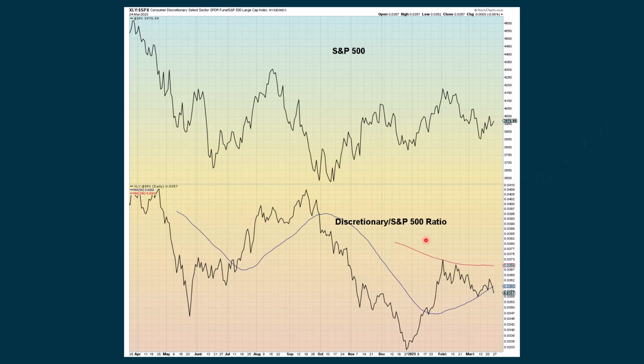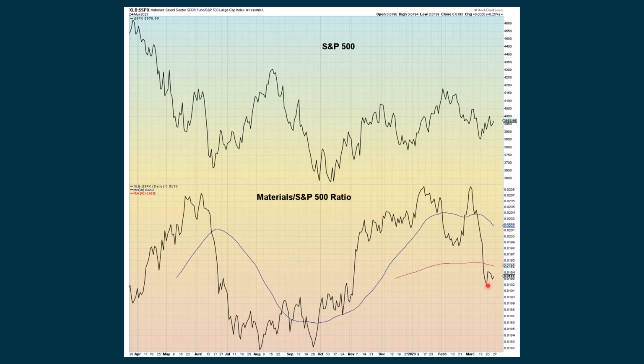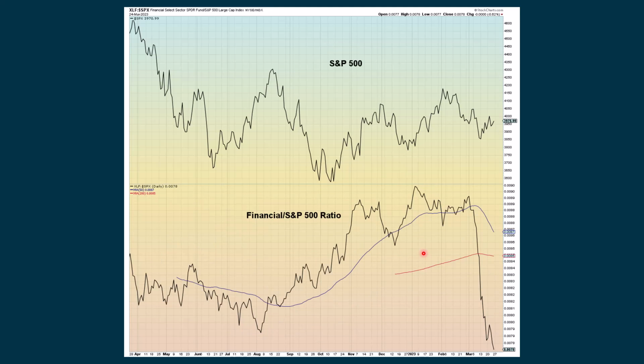These are the things that make life fun. Discretionary is still suffering a little bit, even though they are improving, but we're still in an overall downtrend when compared to the S&P. Energy sector, which has been in an uptrend, and it still is in an uptrend, but has been showing some weakness.